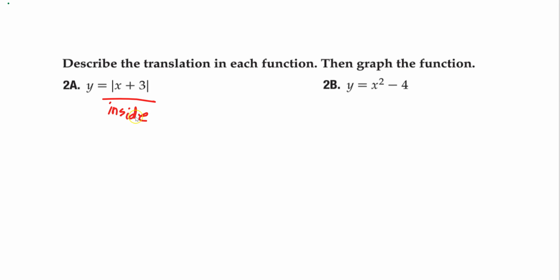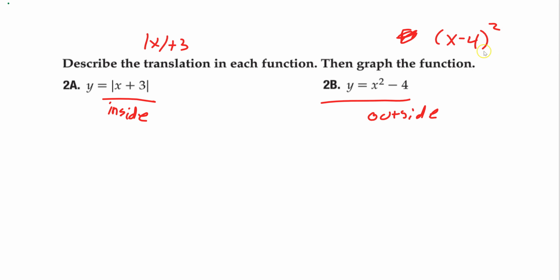Right, that's inside the function. Where if it was like this, that would be outside the function. On this one, that's outside the x squared, so it's outside. An inside version would be something like this. That would be an inside. Notice how it's inside the parentheses. So wherever there's parentheses, if it's inside the parentheses, inside, outside, outside.